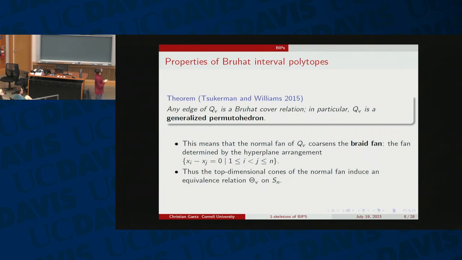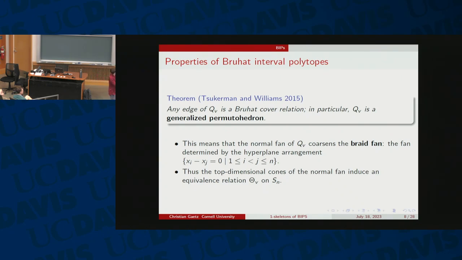Another equivalent way to say what it means to be a generalized permutohedron is that if we think of the normal fan of this polytope, it coarsens the braid arrangement. So the braid arrangement is the hyperplane arrangement with these hyperplanes where two coordinates are equal to each other. That arrangement divides space into n factorial regions, one for each permutation, which tells you the relative order of the coordinates in that region of space.